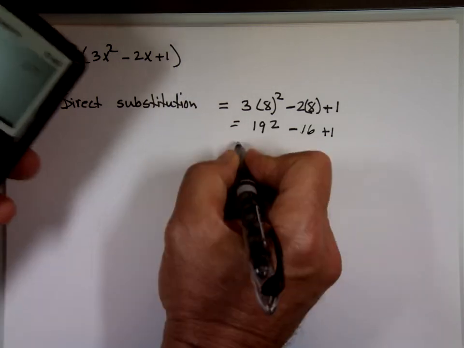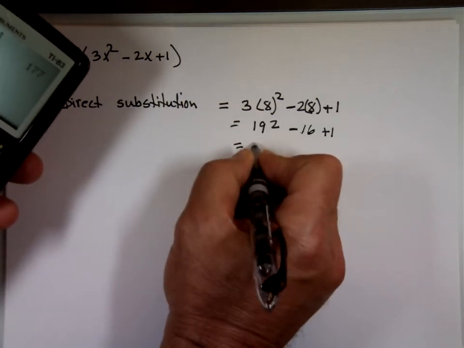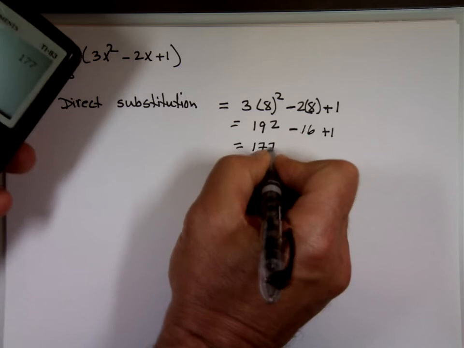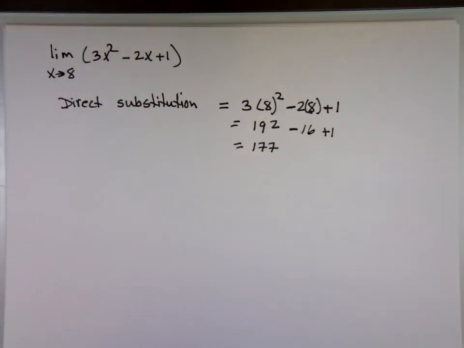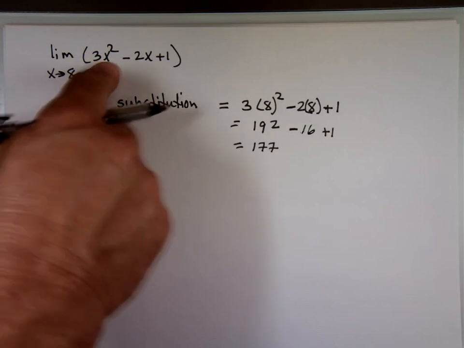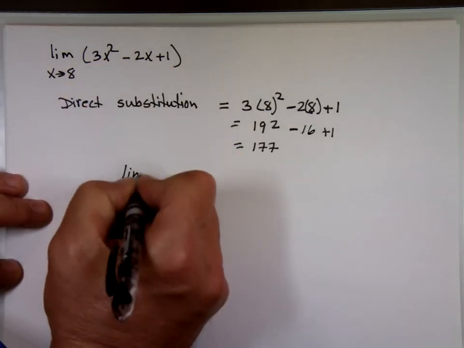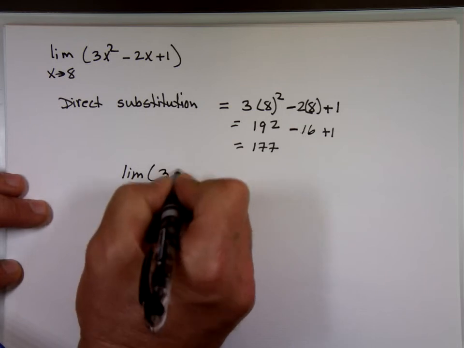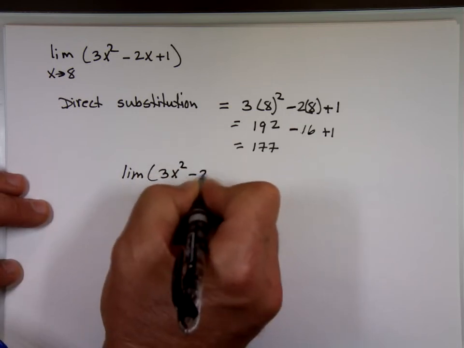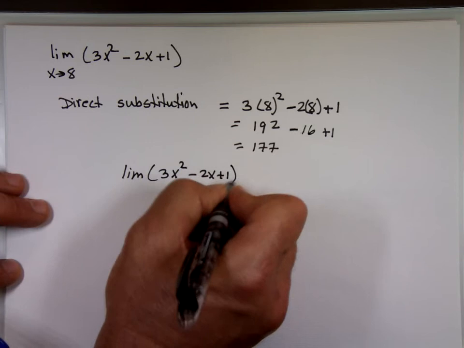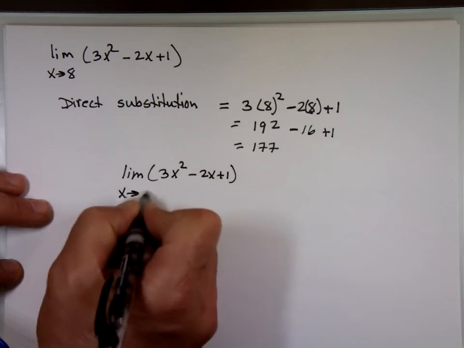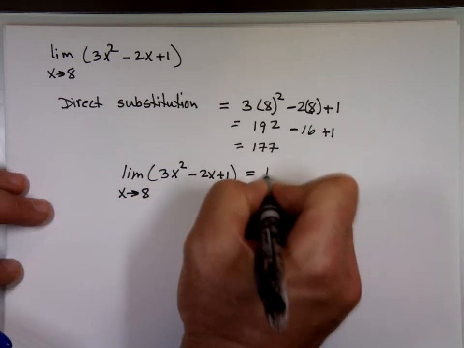I got 177, is that what you got? So that's your answer. What is the limit of 3x squared minus 2x plus 1 as x approaches 8? It's 177. That's the y value, the y value if you were looking at it as you approach the 8, is going to be 177.